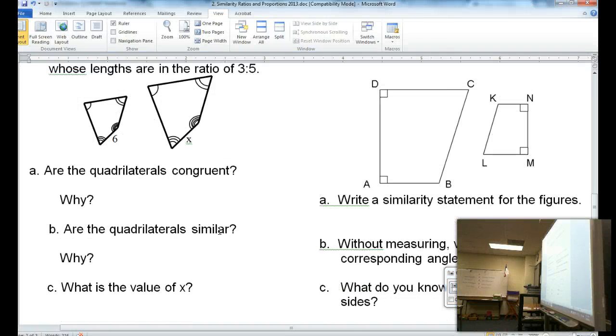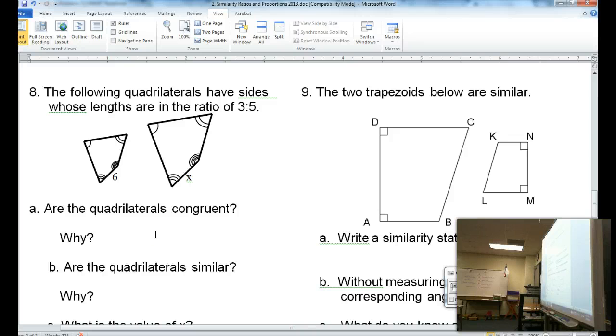Let's look at the first part first. The following quadrilaterals have sides whose lengths are in the ratio of 3 to 5. Are the quadrilaterals congruent? Catherine, it's a yes or no question. Are they congruent? They're congruent. Same size, same shape. Identical twins.